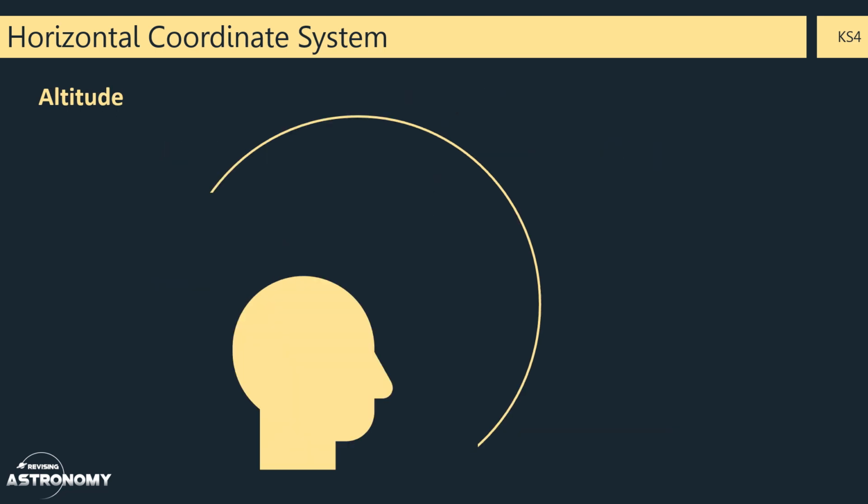The altitude is sometimes referred to as the elevation or the apparent height of an object, and it's the angle between the horizon and a star. If we consider the two viewing points, the horizon would be at 0 degrees, the lowest point, and the highest point, directly above the observer, we call the zenith, and this would be 90 degrees. Therefore, a star's altitude will always range between 0 and 90 degrees.